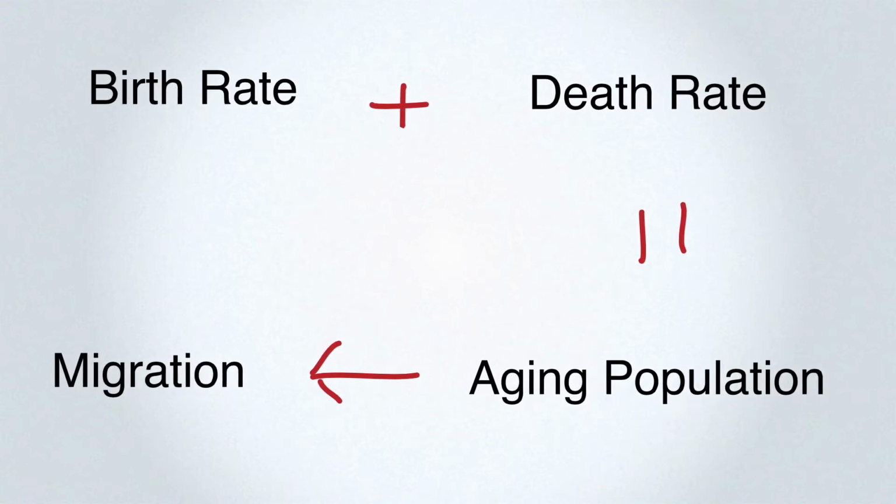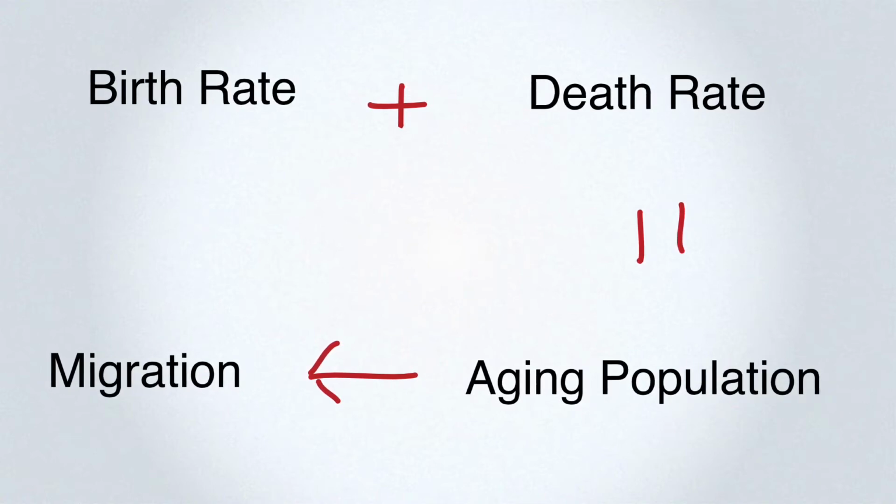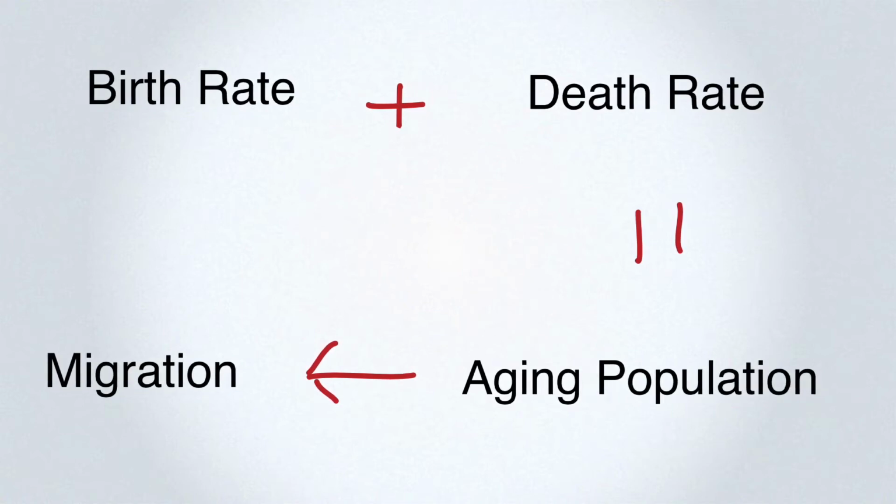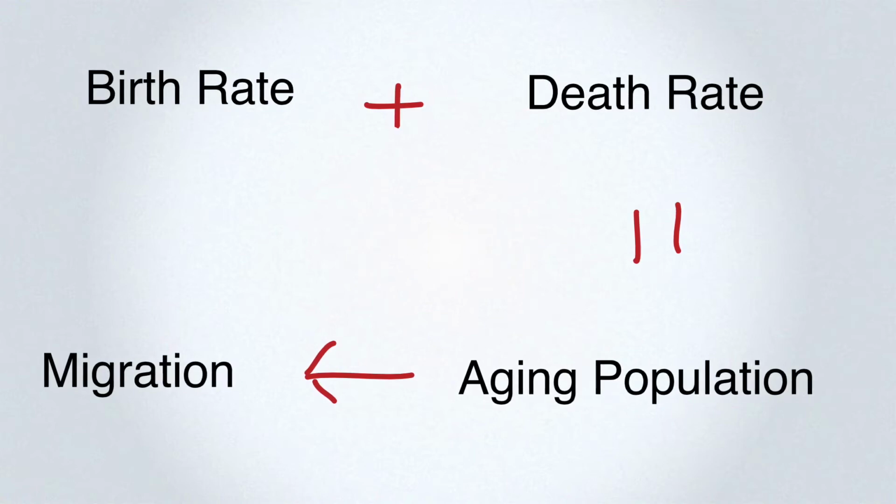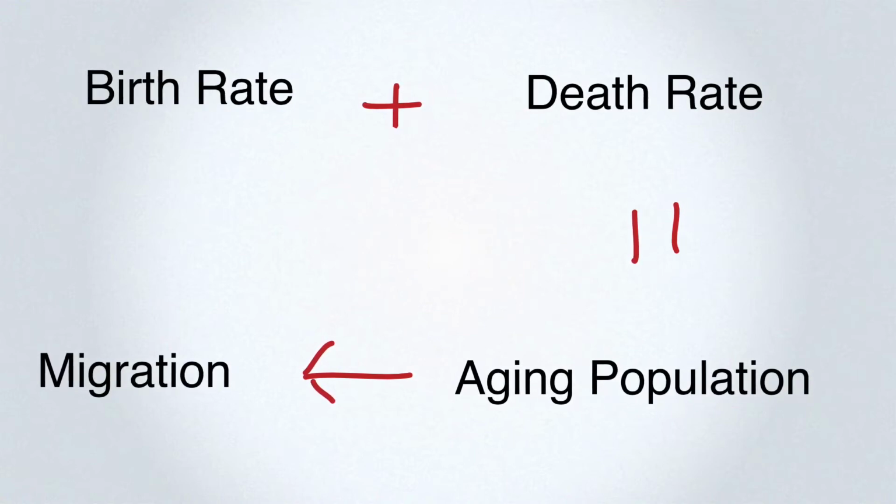So this is the story that I'm going to tell throughout this lesson. Birth rate we need to understand and be able to write about. Death rate we need to understand and be able to write about. An ageing population we need to understand and write about. And we also need to understand migration.